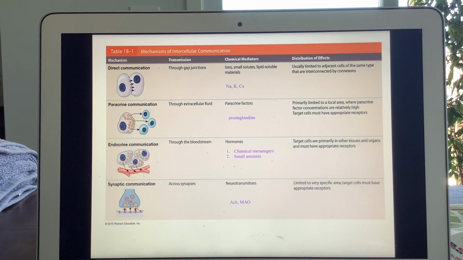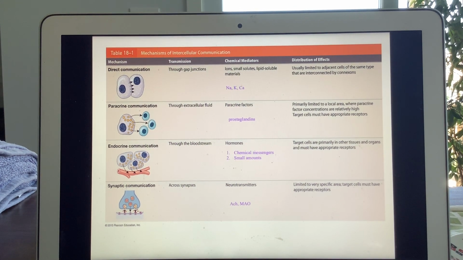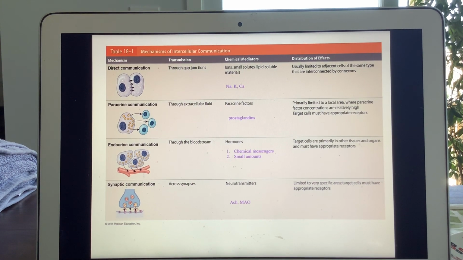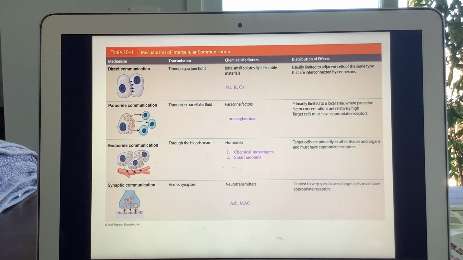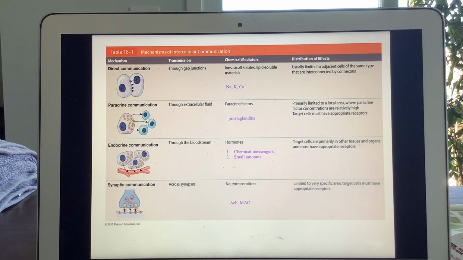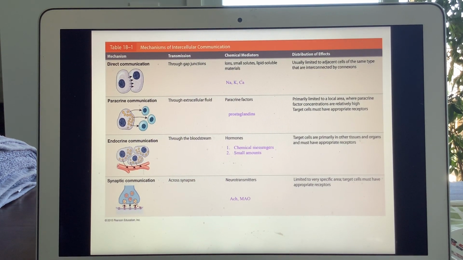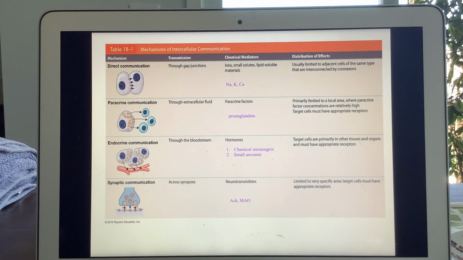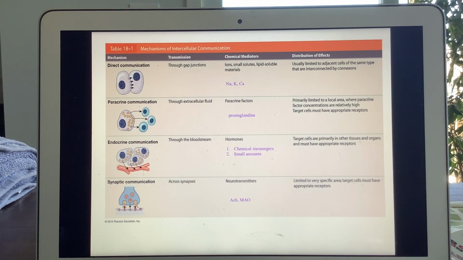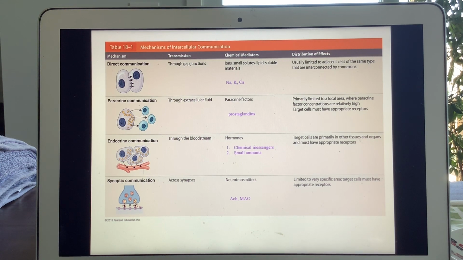When we talk about chemical mediators, direct communication, think of ions or small solutes. We always think of the big three ions, sodium, potassium, and calcium. For paracrine communication, they call them paracrine factors. That's going to be prostaglandins. When we talk about endocrine communication, it's hormones. We're going to delve into those at great detail coming up here in the next lecture. But they're chemical messengers that you need in small amounts because they're reusable. And then we have synaptic communication across synapses that uses neurotransmitters like acetylcholine and monoamine oxidase.